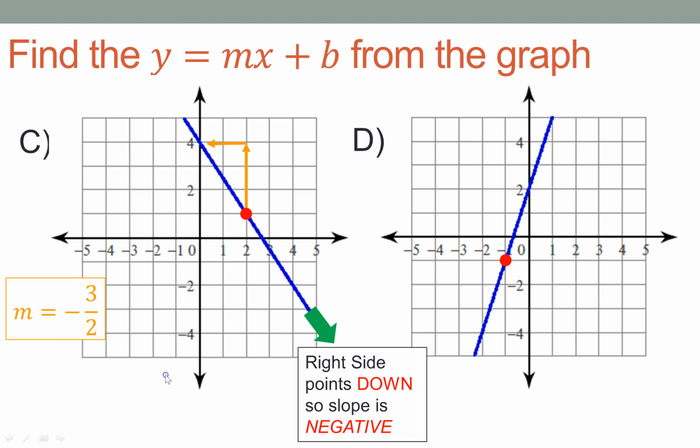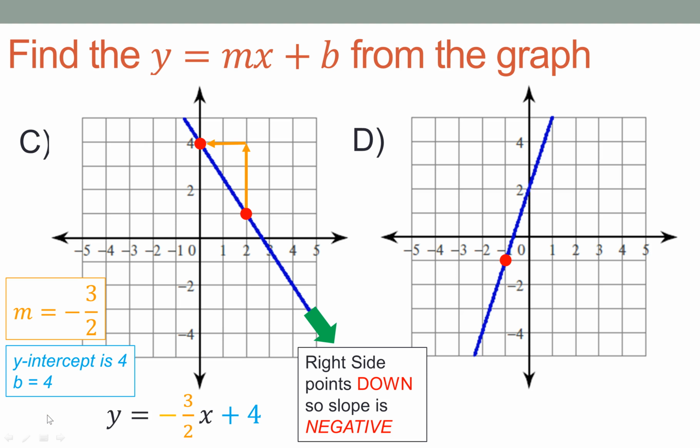But to find my y-intercept, I'm going to find where that graph, the blue line, crosses directly over the y-axis, and it's right there at 4. So b is equal to 4. Okay, I have my m, I have my b, I plug it in, and there we go. y equals -3/2 x plus 4.